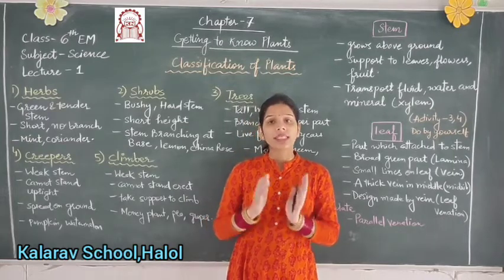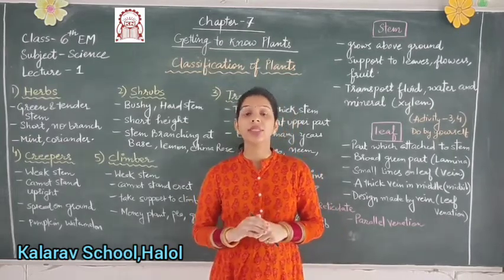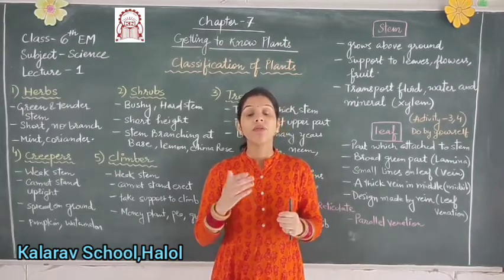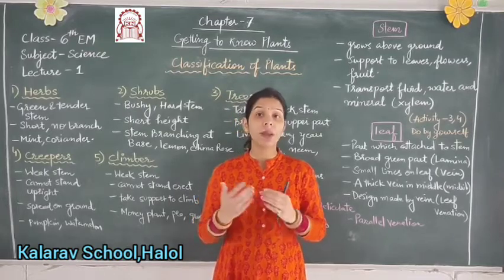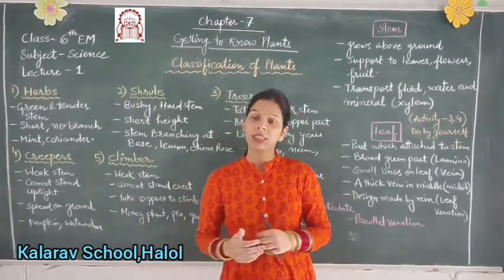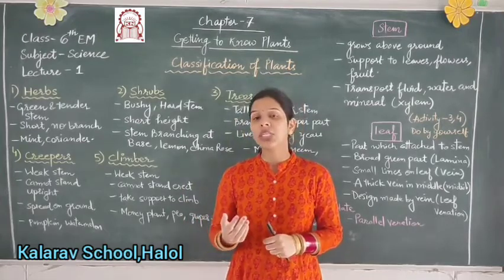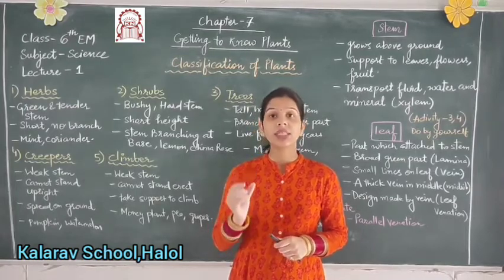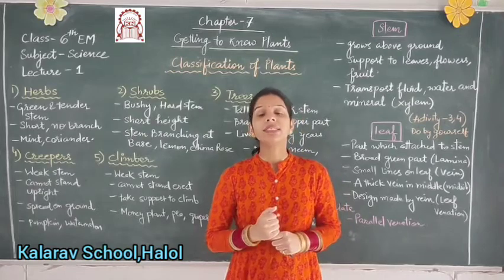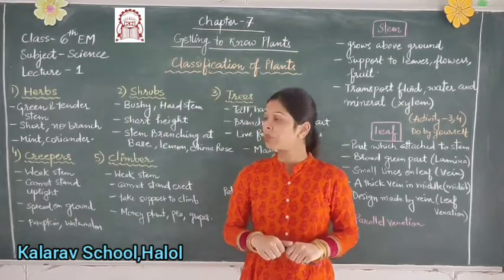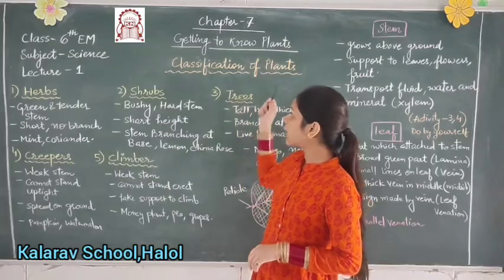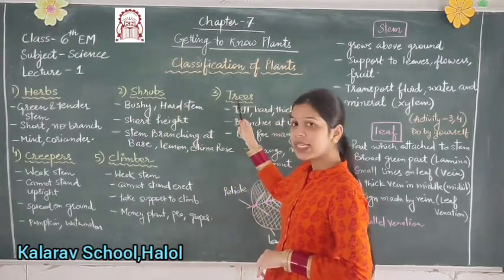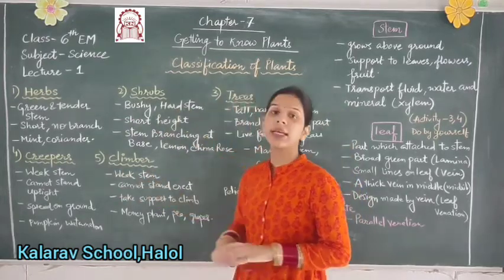The classification of plants in your class is based on the different parts of plants. We can easily differentiate the different plants on the basis of their parts. Here we are going to differentiate the different types of plants on the basis of their stem, that is, its characteristic. Stem is a part of the plant I will discuss later. The classification of plants involves five types: herbs, shrubs, trees, creepers and climbers.